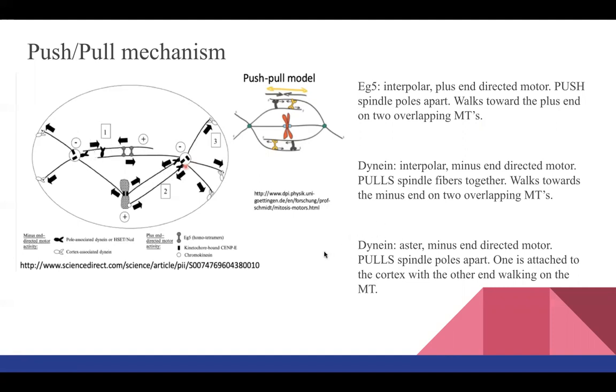And then we have another dynein, but it's an aster instead. So that's going to be the ones that go from the spindle poles to the cortexes. So that's going to be a minus end directed motor, and that's going to pull the spindle poles apart. So we can see it's instead the little white character here and how it's pulling this spindle pole away with these arrows and how it walked this direction.